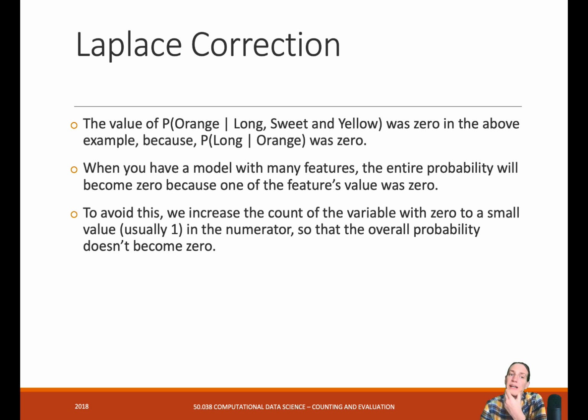Right, so the value of P orange, long, sweet, yellow was 0 in the above equation because long given orange was 0. So when you have a model with many features, the entire probability will often go to 0 simply because one of the features probability was 0. So to avoid this, we increase the count of the variable with 0 to a small value, usually 1 in the numerator, so that the overall probability doesn't become 0. Okay. This is what we call the Laplace correction. All right, that's basically naive Bayes.